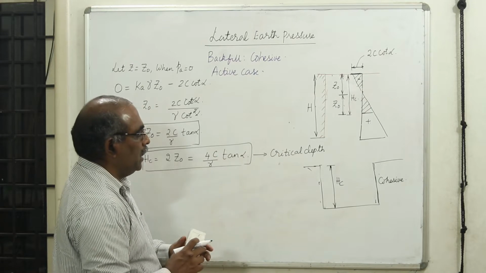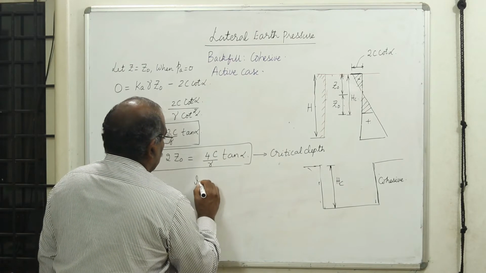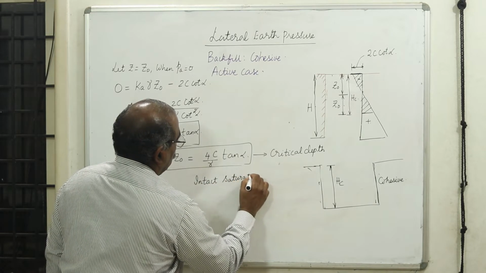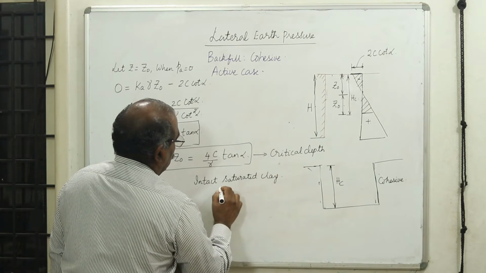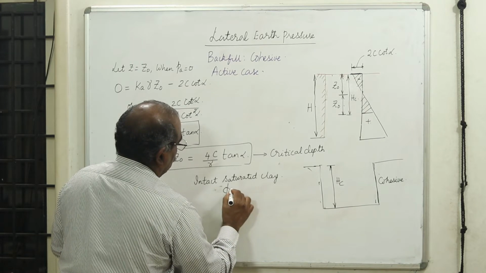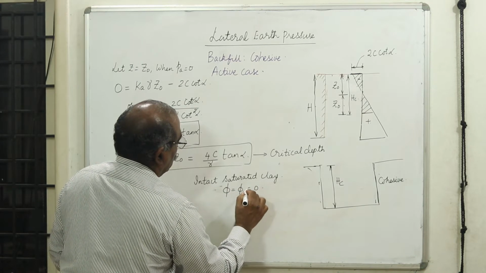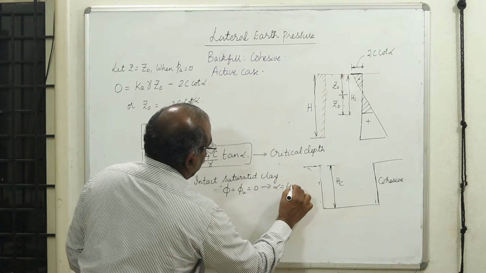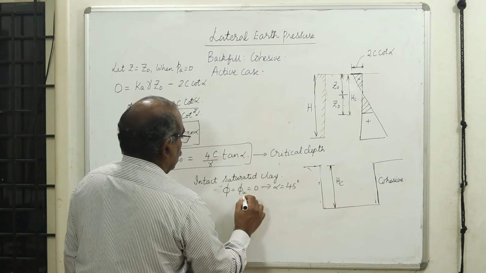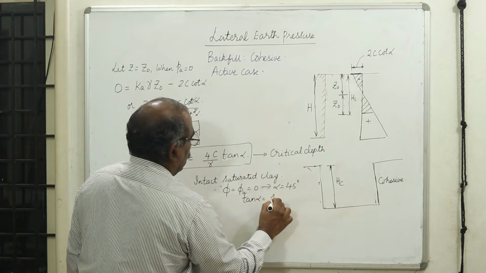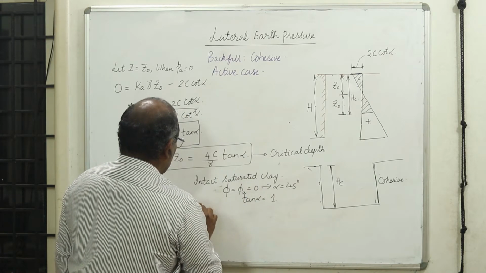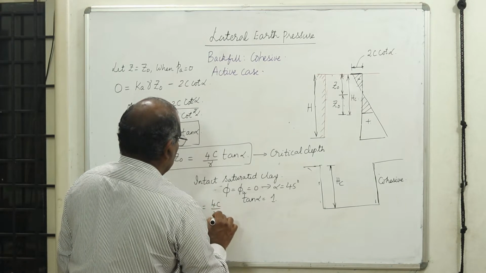if I know only the cohesion and the angle, see if it is an intact clay, what is meant by an intact clay? Intact saturated clay. In that case, what happens to phi? Phi is equal to phi u equal to 0. That indicates that alpha is equal to 45 degrees plus phi by 2, which becomes 0, therefore it is 45 degrees. Therefore, tan alpha equals 1 because tan 45 is 1. Then once you have this, you get Hc is equal to 4c by gamma into 1.